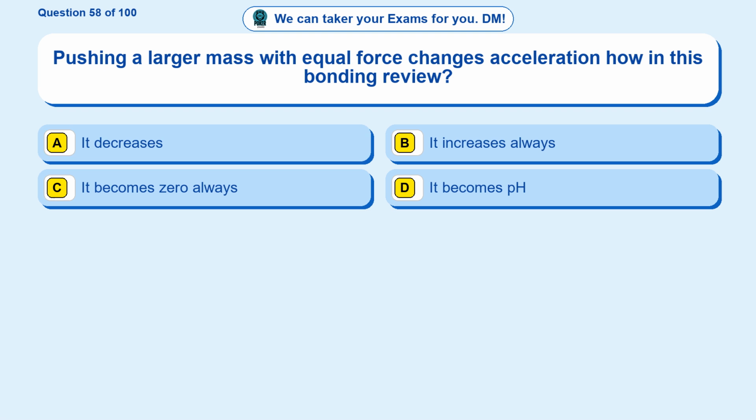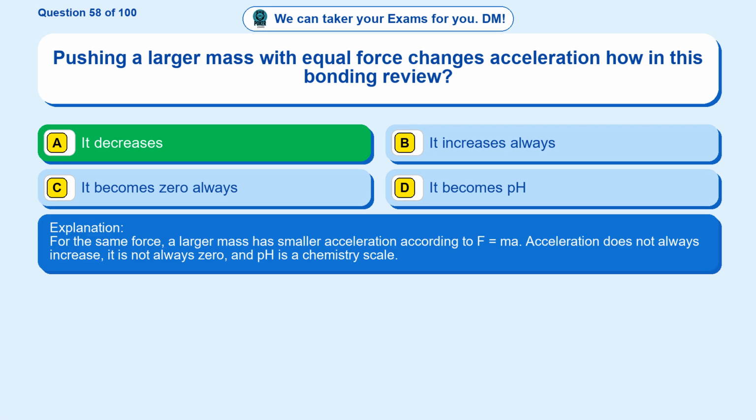Question 58. Pushing a larger mass with equal force changes acceleration how in this bonding review? Option A. It decreases. Option B. It increases always. Option C. It becomes zero always. Option D. It becomes pH. The correct answer is option A. It decreases. For the same force, a larger mass has smaller acceleration according to F equals ma. Acceleration does not always increase, it is not always zero, and pH is a chemistry scale.